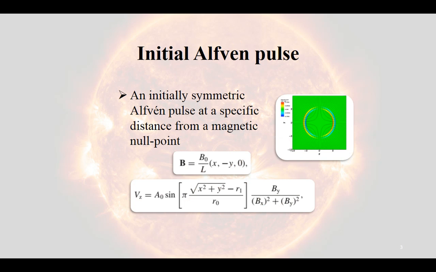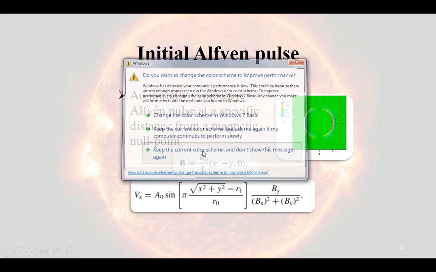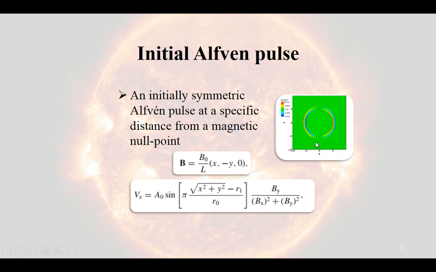In this line, an initially symmetric Alfvén pulse at a specific distance from the null point is kicked towards it. Here we have an X point with this background magnetic field structure. Important properties of an X point are the magnetic null point and separatrices. The magnetic null point is located at the origin and the magnetic field is 0 there, and separatrices are located along the X and Y axes, which separate four areas with different connectivity.